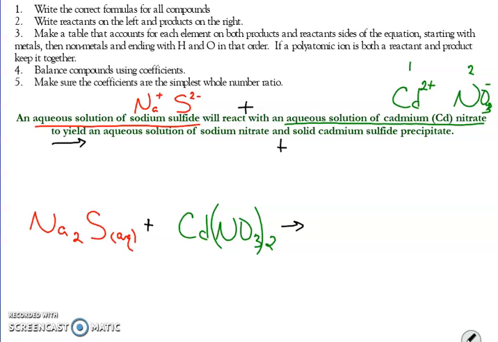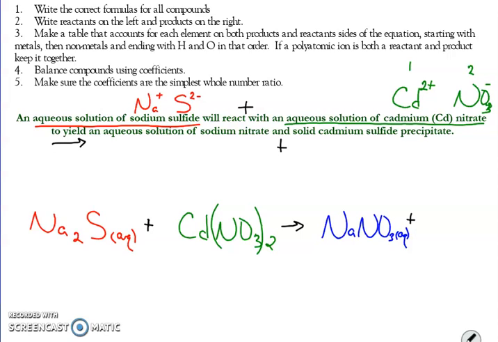It says to yield an aqueous solution of sodium nitrate. Sodium nitrate, okay. We know the sodium symbol is Na with a plus. Nitrate is NO3 with a -1. So we're going to have a +1 and a -1. So our formula would be NaNO3. And it says it's an aqueous solution, so we can put AQ there.